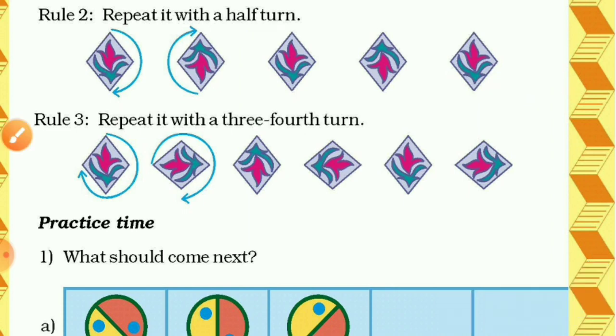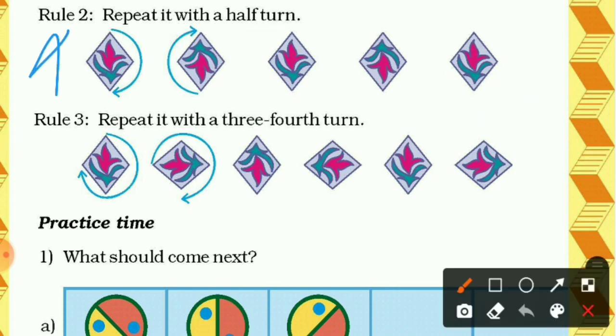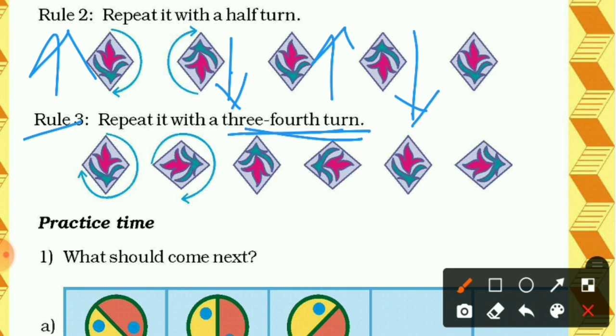Now next, come to the picture. It is just upside and it is just downside, then up, then down. So an up and down pattern is here. Now the next rule is based on 3/4 turn. So look at the picture.